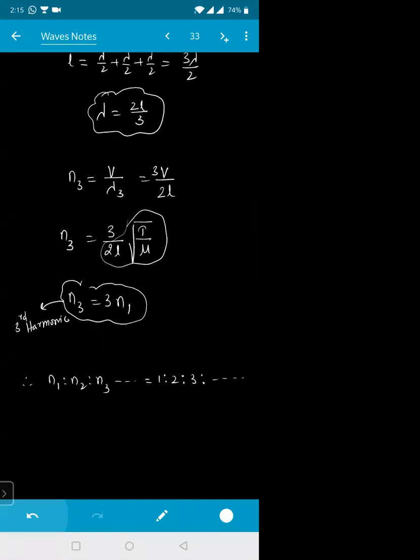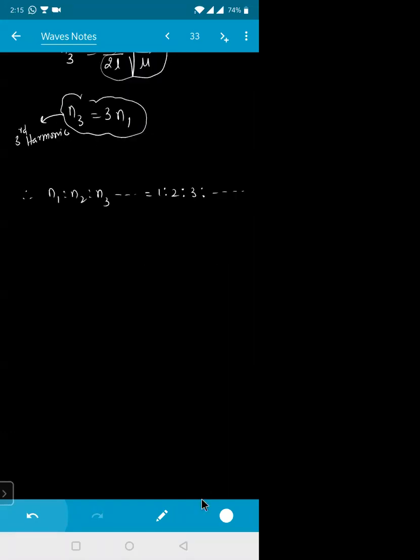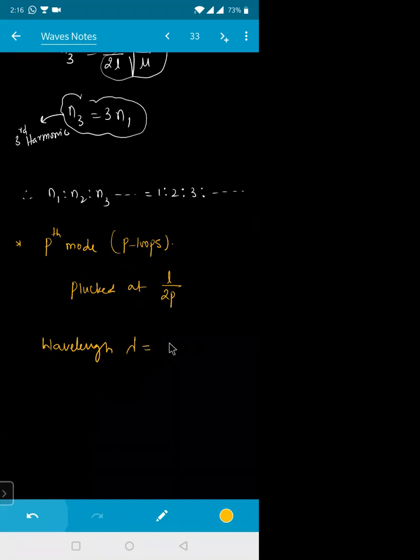Yes, sir. So now can I write for the fifth mode, or for the nth mode? Keeping a star mark here right now. Fifth mode means we are having how many loops, beta? P loops, isn't it? So plugged at what point, beta? Plugged at L by 2P. So wavelength will become how much for me? Lambda is equal to 2L divided by P.